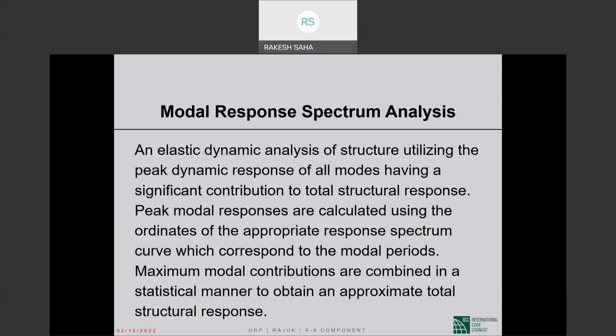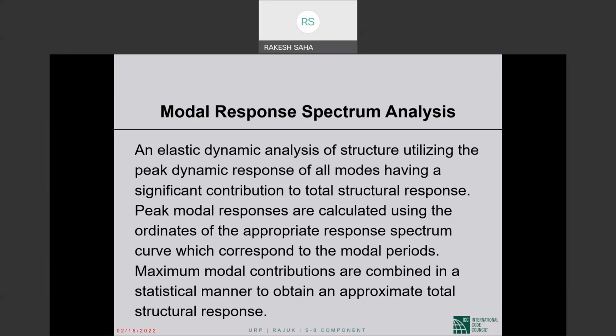This is important. In modal response spectrum analysis, we are concerned only about the peak response of the various modes, not the history of response. Our sole preoccupation is with maximum values. So modal response spectrum analysis is an elastic dynamic analysis of structure utilizing the peak dynamic response of all modes having a significant contribution to the total structural response.